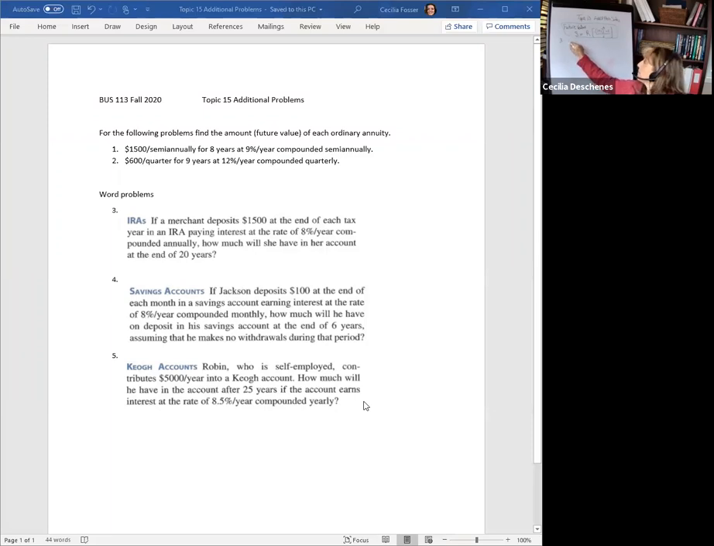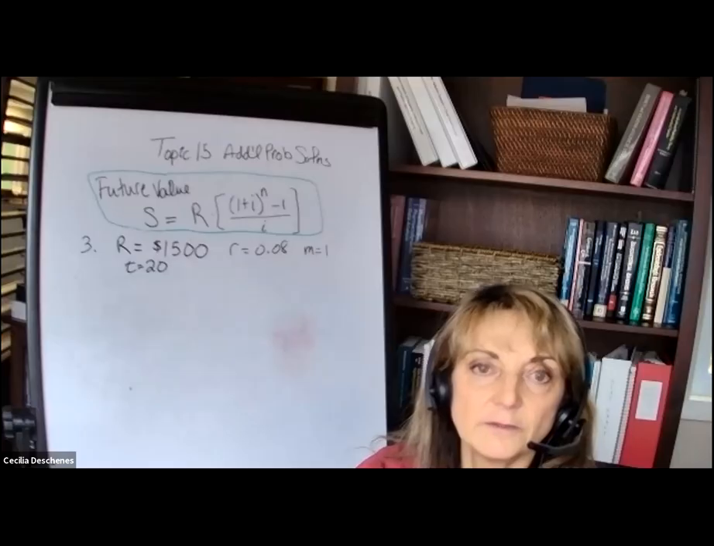We're talking about an amount being deposited of $1,500 at the end of each tax year. Remember, we're talking about ordinary annuities. Since we're talking about a year, we automatically have an M of 1. The rate is 0.08, and it's compounded annually, so M is equal to 1. We want to know, after a term of 20 years, how much has been accumulated. Let's work that one out.